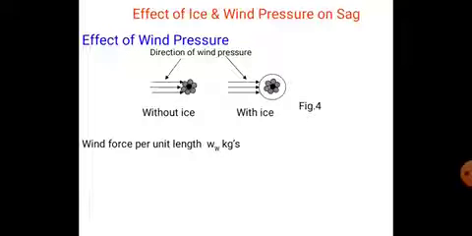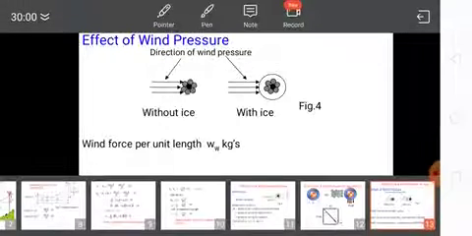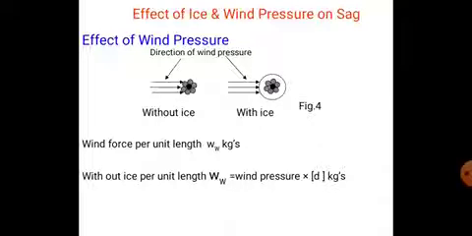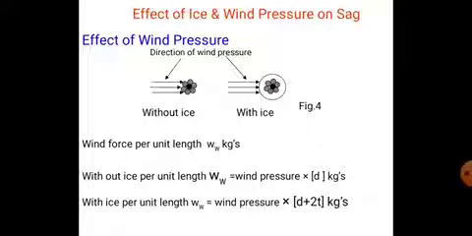Wind force per unit length, Ww in kgs per meter, without ice per unit length is Ww equal to wind pressure into d in kgs. Without ice means we use only wind pressure into diameter. With ice per unit length it is wind pressure into d plus 2t, the diameter of the conductor with ice, in kgs. So with ice is more than without ice.